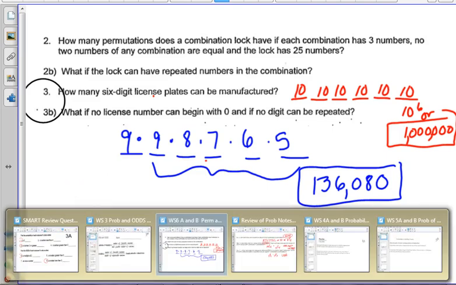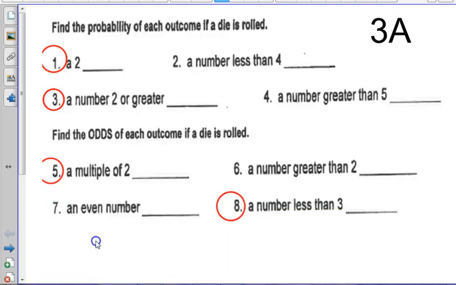Okay, I'm going to go back to my little review that Ms. Abruzzo put these slides together. So she was thinking we needed to make sure we were good on simple probability and odds. Are we? Probability of rolling a 2, 1/6. A number 2 or greater, 5/6, right? We good?